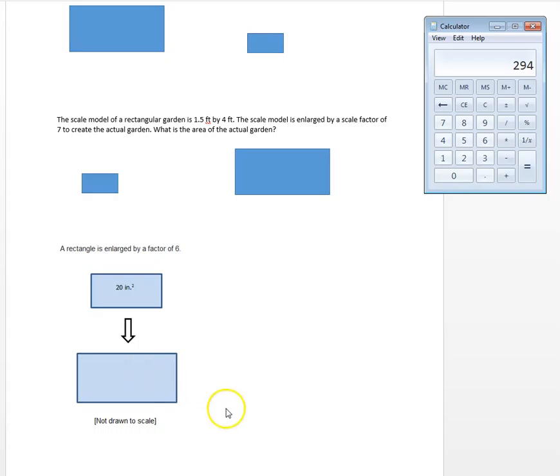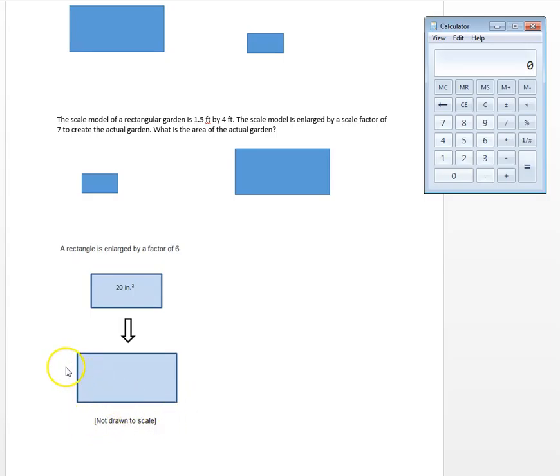Now, a lot of times, they'll ask us for the area of this new one, and a lot of students will say, well, if it was enlarged by a factor of 6, then 6 times 20 should give us the answer. But that's not how enlargement works. If we're enlarging this rectangle by a factor of 6, that means this width is being multiplied by 6, and this length is being multiplied by 6.